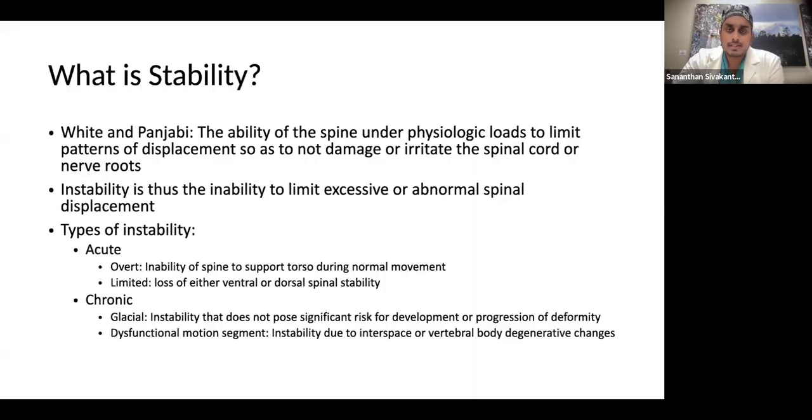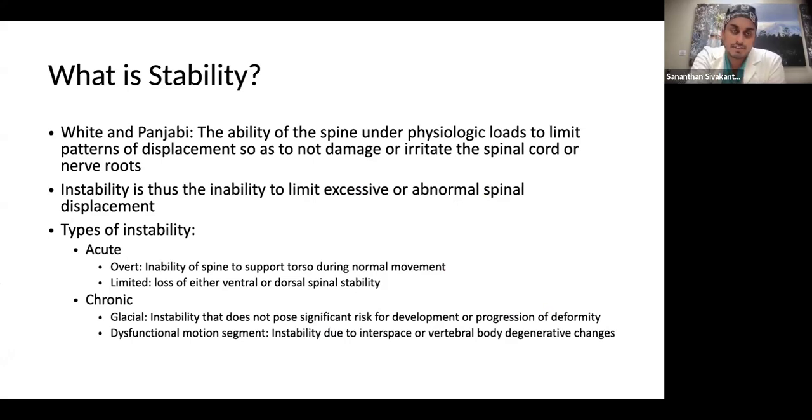So moving into the biomechanics of spine trauma, before we understand what is instability, we have to define what is stability. White and Punjabi originally defined stability as the ability of the spine to undergo physiologic loads to limit patterns of displacement so as not to damage or irritate the spinal cord or nerve roots. And thus, instability is the inability to limit excessive or abnormal spinal displacement.